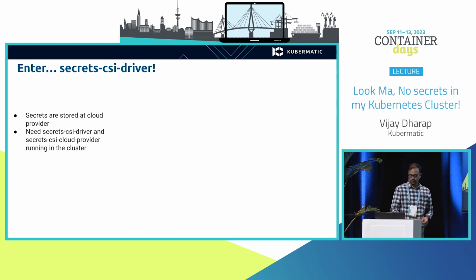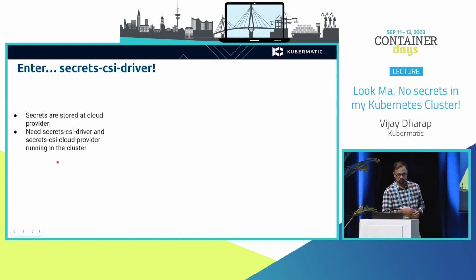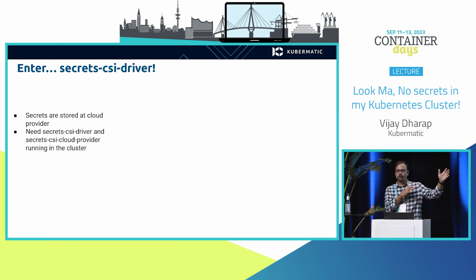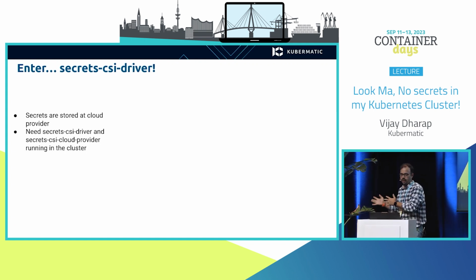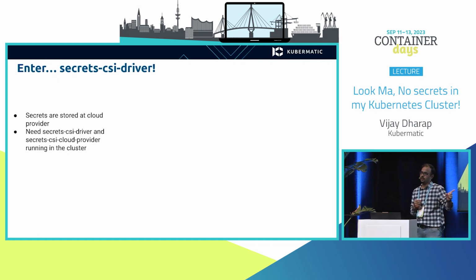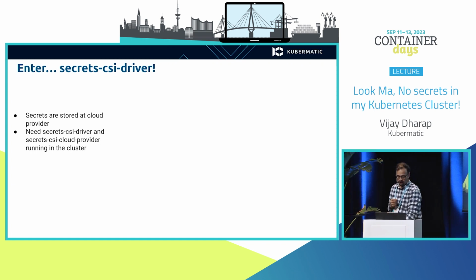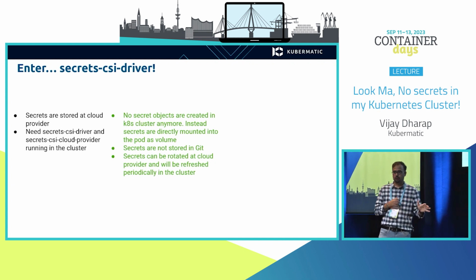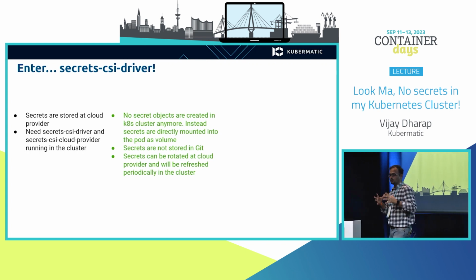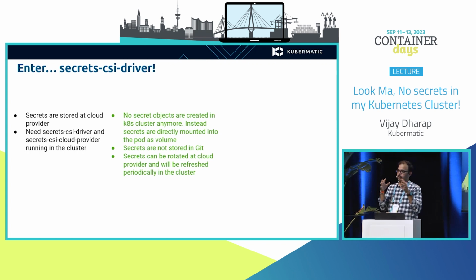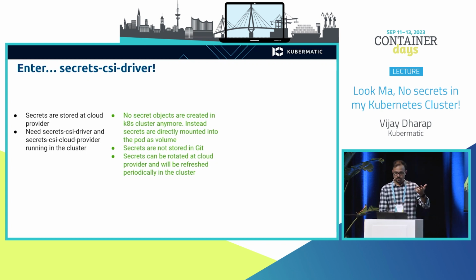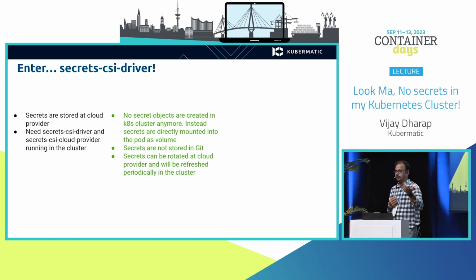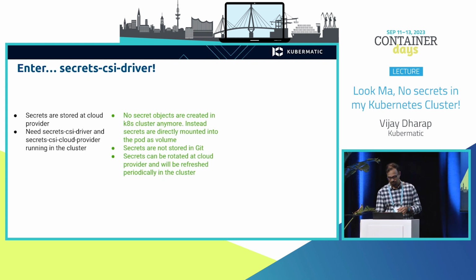So in this case, secrets are stored at the cloud provider, and you need to have the Secrets Store CSI Driver running in your cluster so that it connects to the appropriate cloud provider, grabs the secret, and makes it available as a volume, not as a secret, as a volume. It directly makes it available as a volume to the pod. So now the good parts: no secret objects are created in the cluster at all, nor are they in Git for anybody to read. So security improves and the attack vector goes down. And just like External Secrets Operator, here also if the secret is rotated at the cloud, it will be reflected in the application.